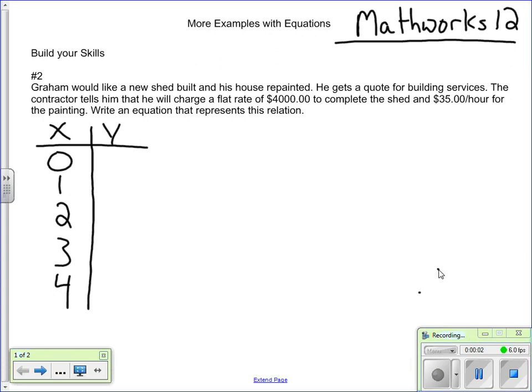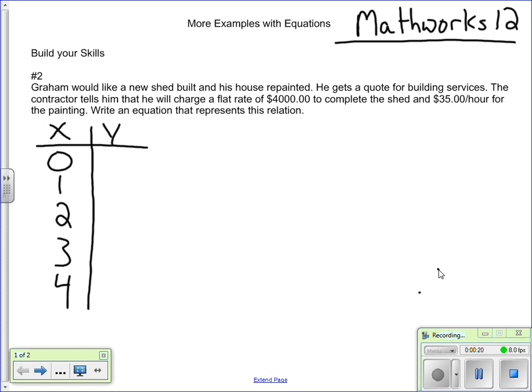Hi, in this podcast we're going to do more examples with equations. And remember, I'm following the Mathworks 12 textbook. I'm going to look at the Building Your Skills section and do a couple of the even questions just to go over some of the points again, as a review.